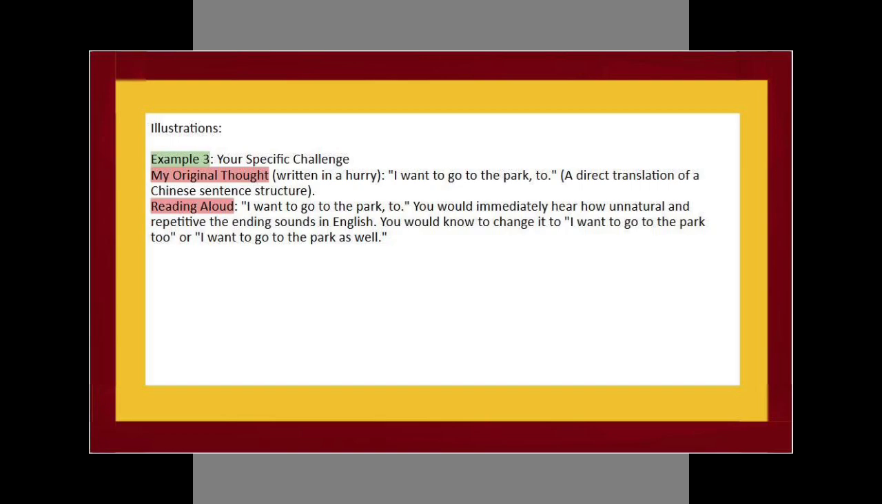Example 3. Your specific challenge. My original thought: I want to go to the park too. A direct translation of a Chinese sentence structure. Reading out loud, I want to go to the park too. You would immediately hear how unnatural and repetitive the ending sounds in English. You would know to change it to I want to go to the park too, or I want to go to the park as well.